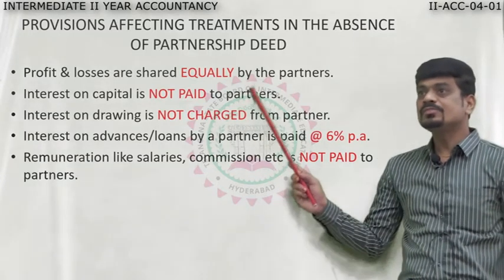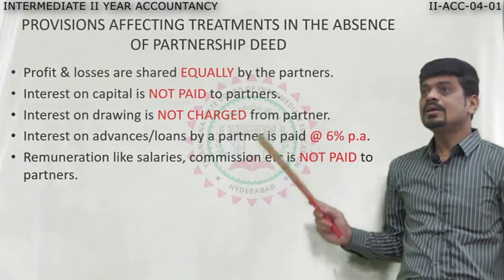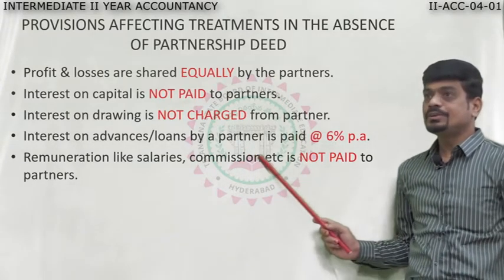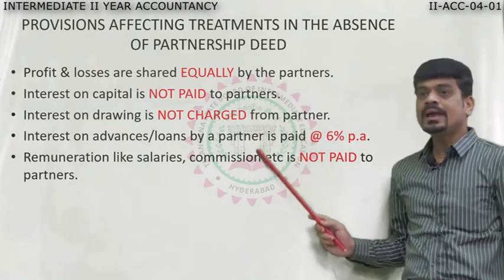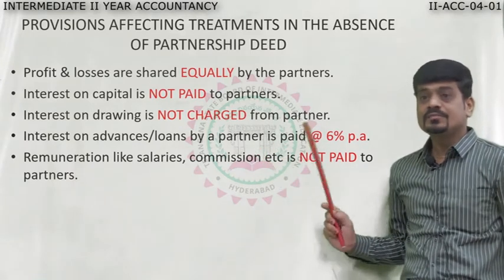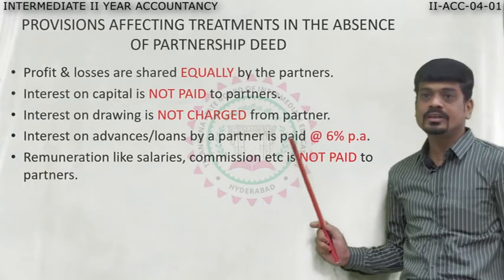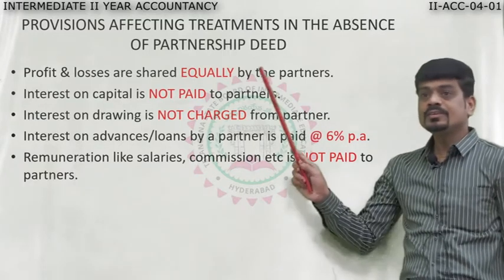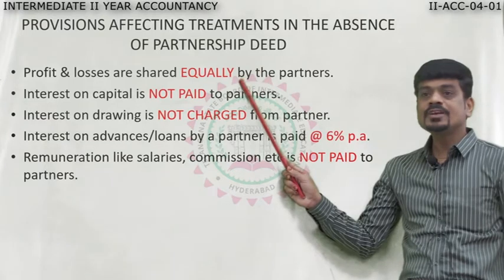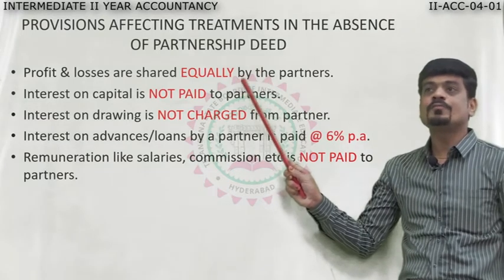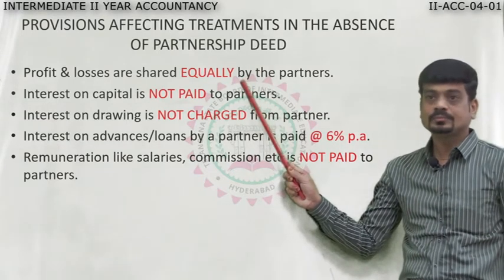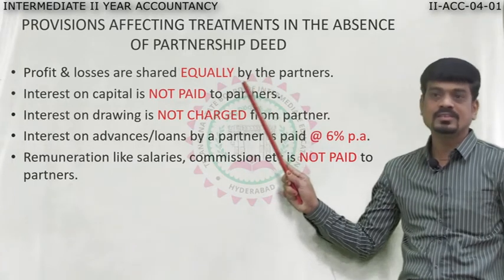Here are the rules which are applicable in the absence of a partnership deed. These are going to act as the guiding factor when you are supposed to do the solution, so focus on this mainly. What is the first rule? The first rule is that they are going to share profits and losses equally.